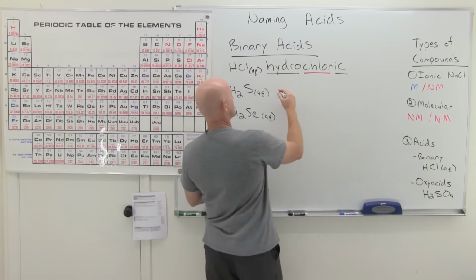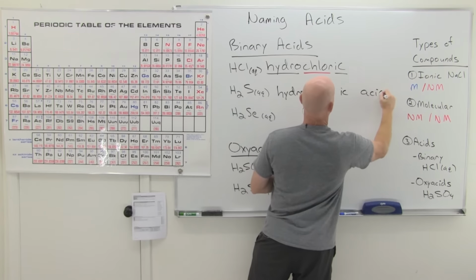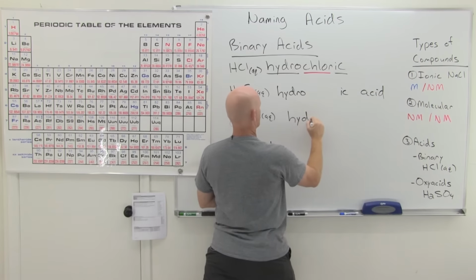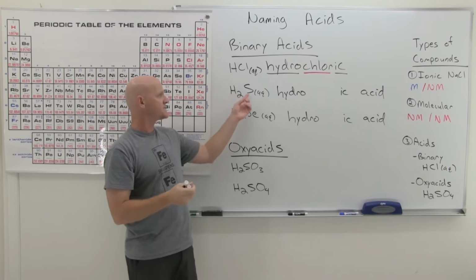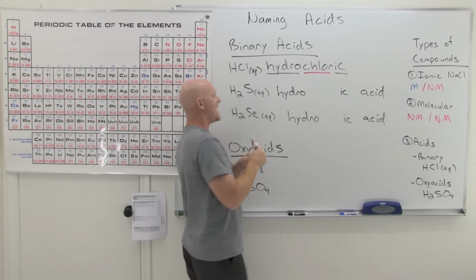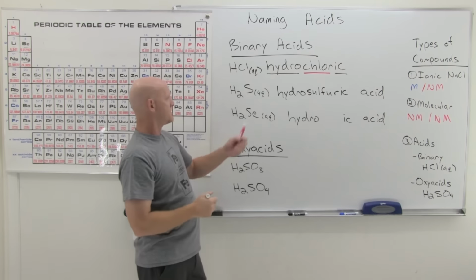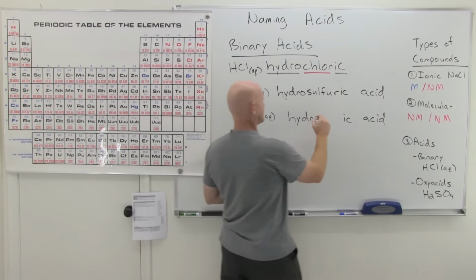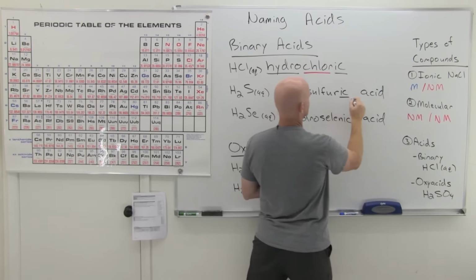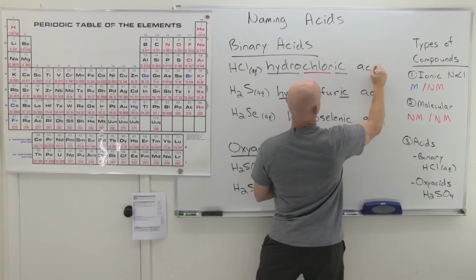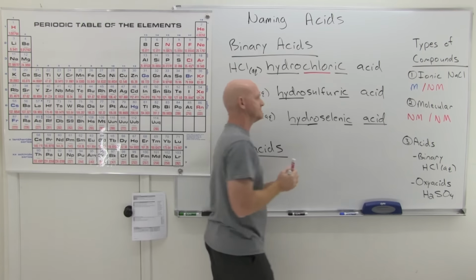And so for these next two, we're going to put hydro, leave some room, and then ic, acid for both of them. So hydro, leave some room, ic, acid. In the case of sulfur, we just actually say sulfur, so this is going to be hydrosulfuric acid. And then here for selenium, it's hydroselenic acid. I just wanted to give you a couple examples. So again, hydro something ic acid. Oh, and I forgot the word acid up here. Look at that. That's terrible. That's part of it. Hydro something ic acid.